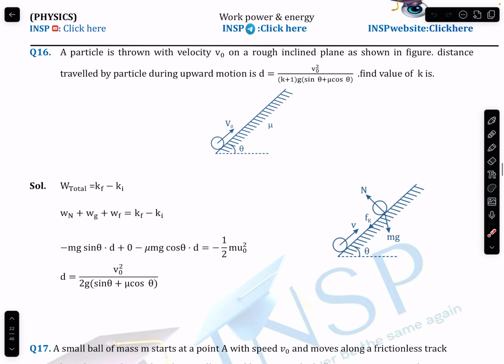Then another one: a particle is thrown with a velocity v0 on a rough inclined plane. The distance traveled by the particle during the upward motion is d. So v square is equal to 2as we can write, and the upward acceleration, or you can say deceleration, will be either by the work energy theorem, or simply mg sin theta is this side and friction is also, so g sin theta plus mu g cos theta, like that it will come.